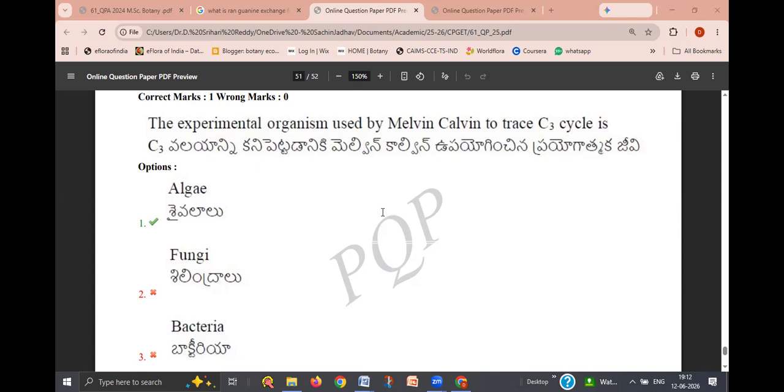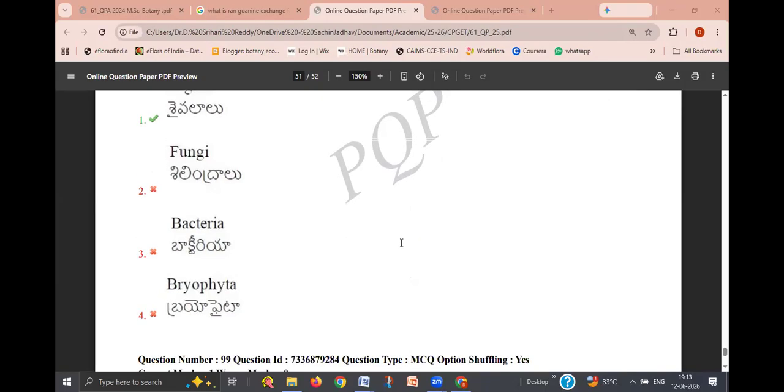They used Chlorella because in experiments, we usually use the simplest organism as a model so that we can understand it clearly. Otherwise, it will be complicated. So they used Chlorella for the C3 cycle experiments. Even for space experiments also, they used Chlorella for photosynthesis, because in space they require oxygen. So algae is the right answer.